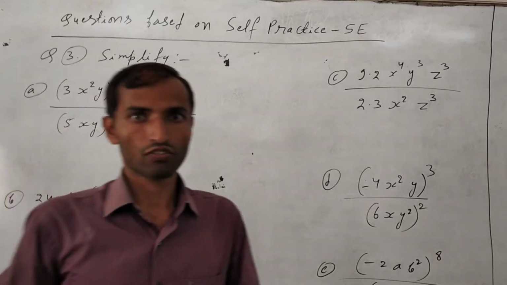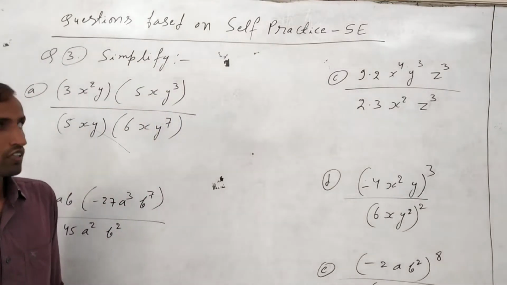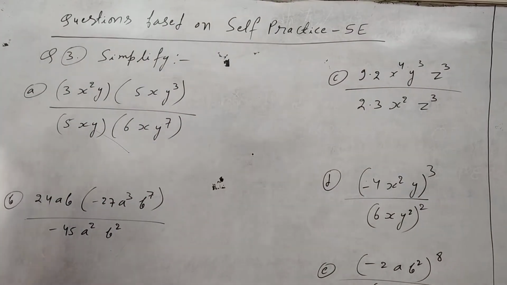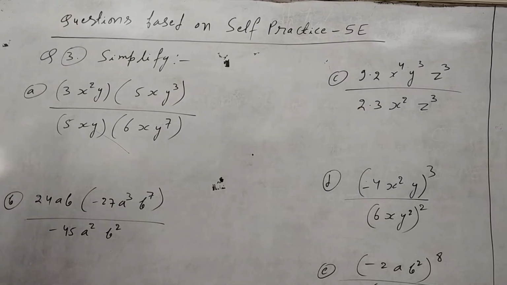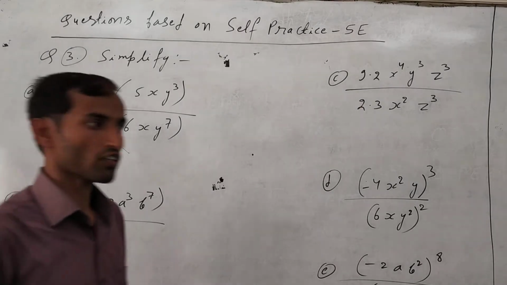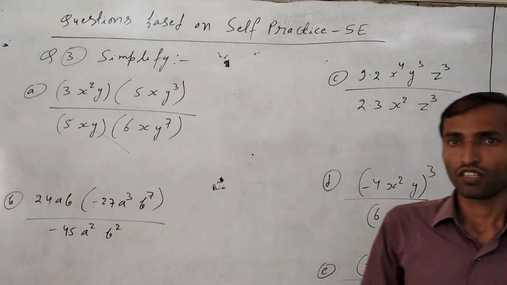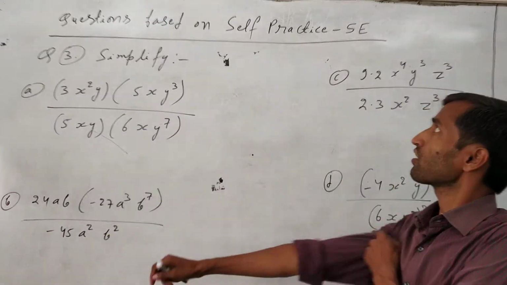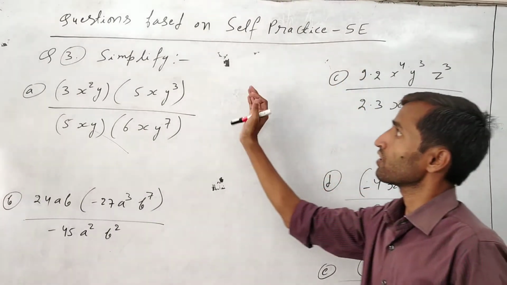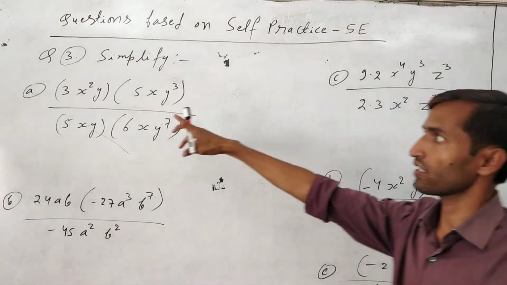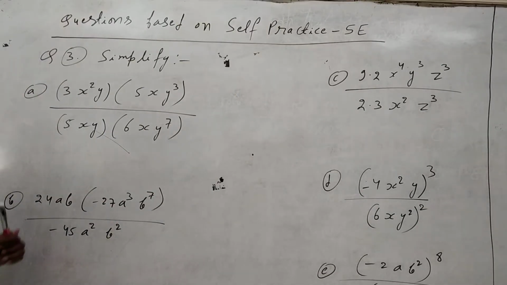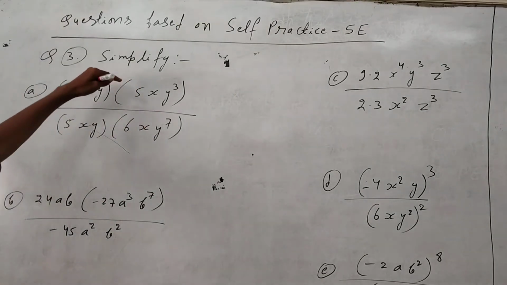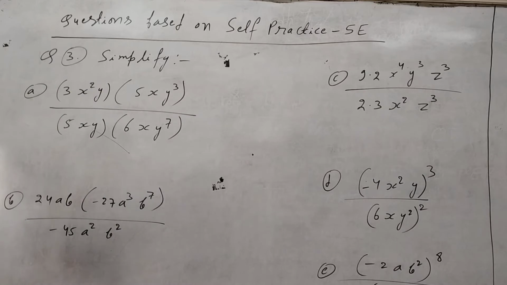Good morning, students. Last class I explained questions number 1 and 2 of Self Practice 5, which is based on division of algebraic expressions. Now we have to solve Self Practice 5e, question number 3. Here also we have to divide one algebraic expression by another algebraic expression.